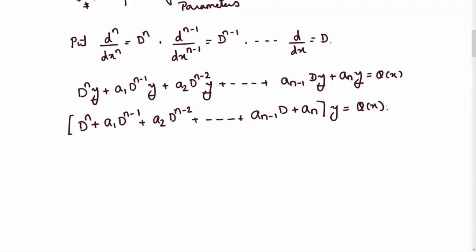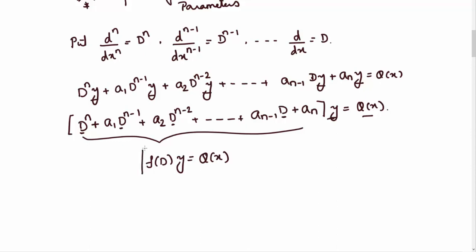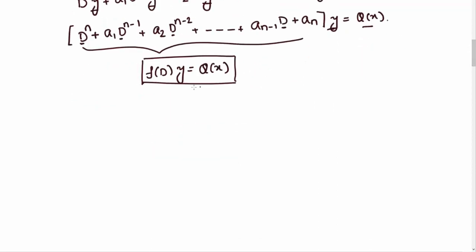Now if we see the left hand side, it is in the form of a polynomial in terms of D. So I'll be denoting this as f of D into y is equal to q of x, and this we call the generalized form of the nth order linear differential equation. So if we are saying f of D into y is equal to q of x, these equations are again classified into two types.